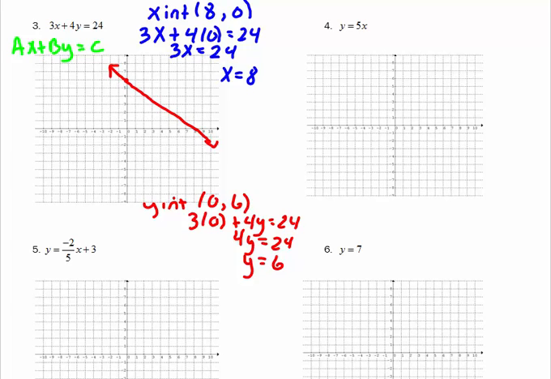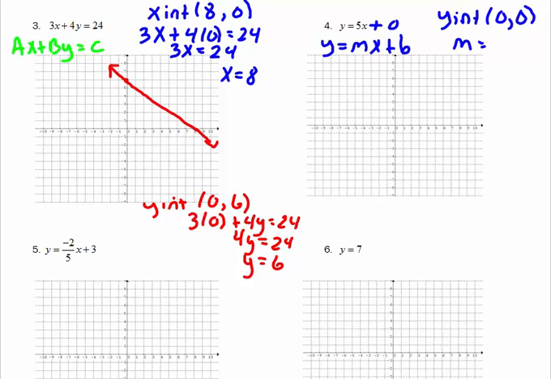So now let's look at number 4, y equaling 5x. If you notice, this is actually in the form of y equals mx plus b. Only thing that's not there is the b. So what is that? B then has to be 0. So my y-intercept is (0, 0), since b is 0.